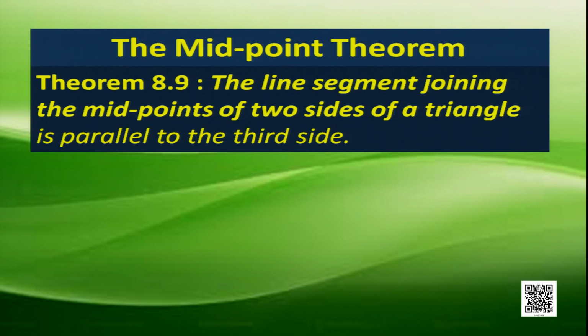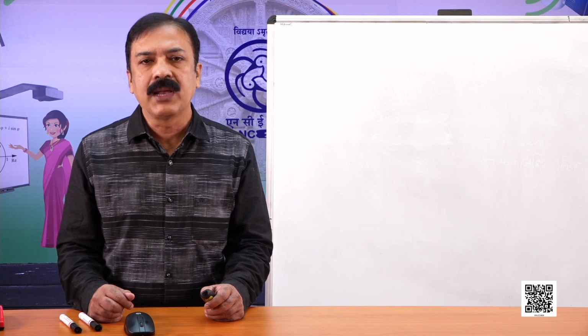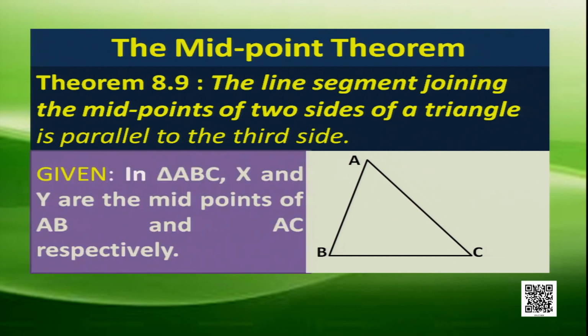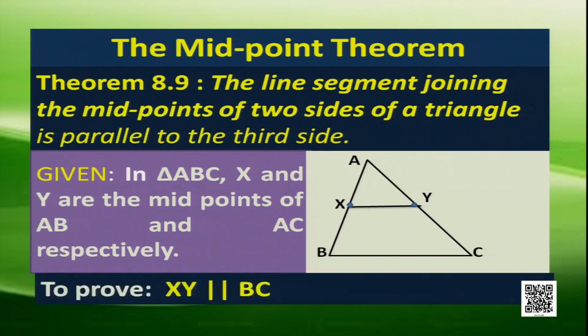Let's see what this midpoint theorem states. The line segment joining the midpoints of two sides of a triangle is parallel to the third side. So, let's visualize this by this figure. Here ABC is a triangle and X and Y are the midpoints of the sides AB and AC respectively. What to prove here? We join the points XY, and we have to prove that XY is parallel to BC.